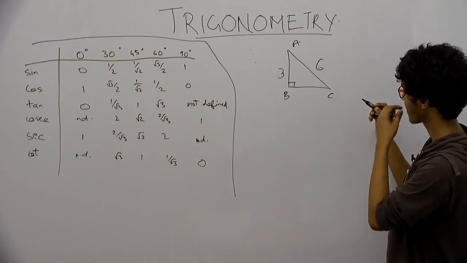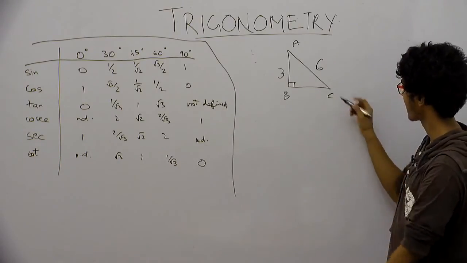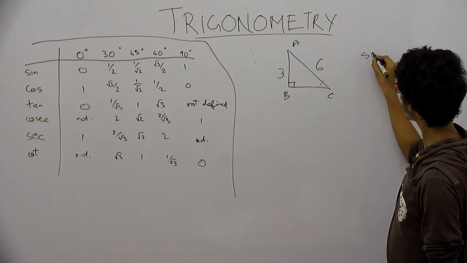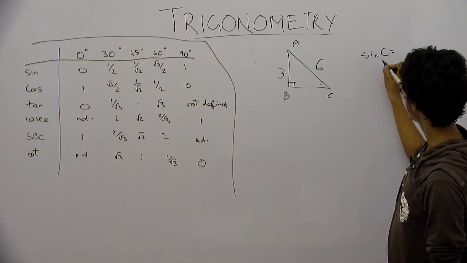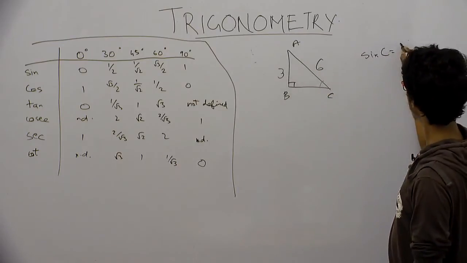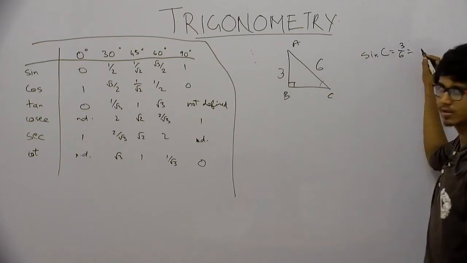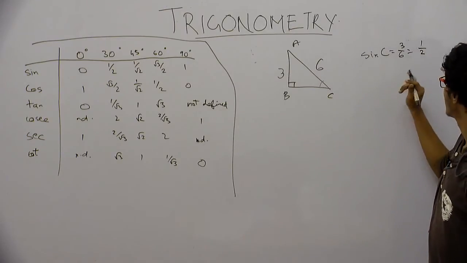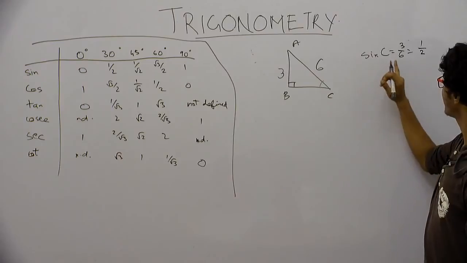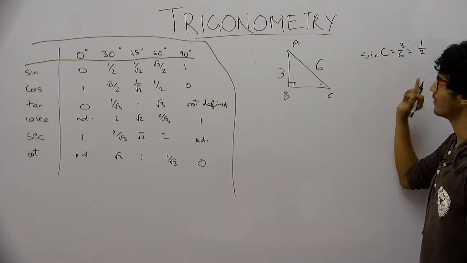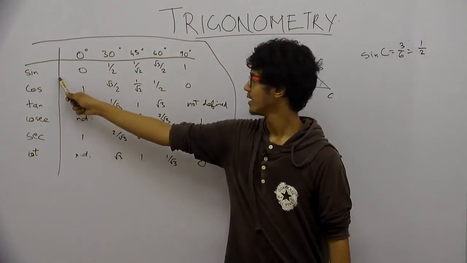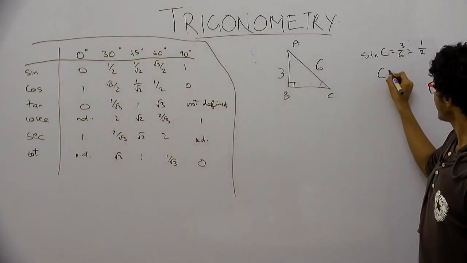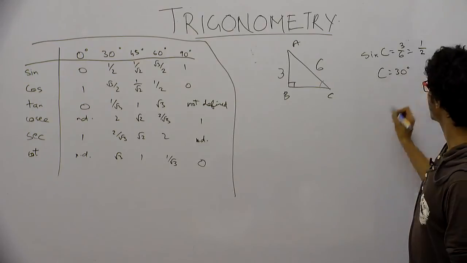What can we say about angle C? We know that sine C will be equal to AB by AC. This is 3 by 6. Simplifying, we get 1 by 2. Alright, now what is the value of the angle for which sine is half? We see from this table that sine is half when the angle is 30 degrees. So C equals 30 degrees.